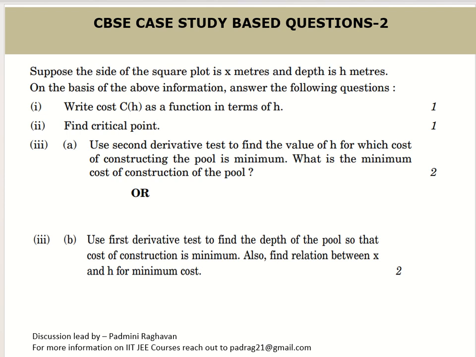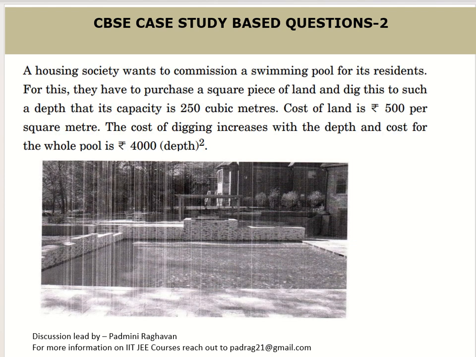Write the cost function in terms of h. Find the critical point. Use second derivative test to find the value of h for which the cost of constructing the pool is minimum. So from the terminology we understand this question has got something to do with application of derivatives. So let's review the data again.